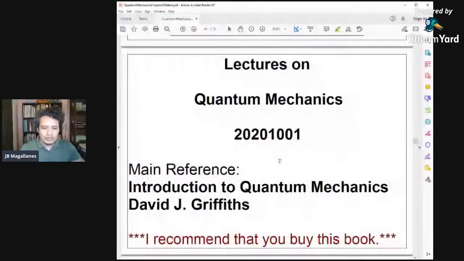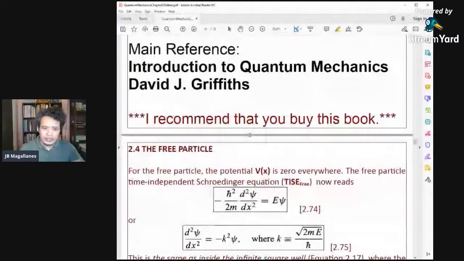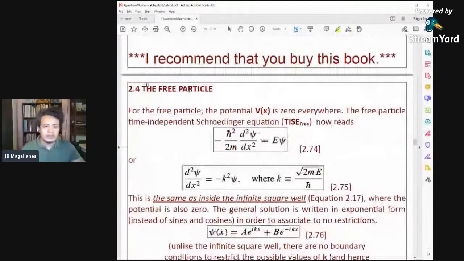So in this lecture we'll be dealing with another system, and this system is the free particle system. The free particle system is one wherein a particle is not bounded anywhere. So it can fly anywhere, I mean, it can go anywhere it wants, and the potential that it has is zero everywhere.